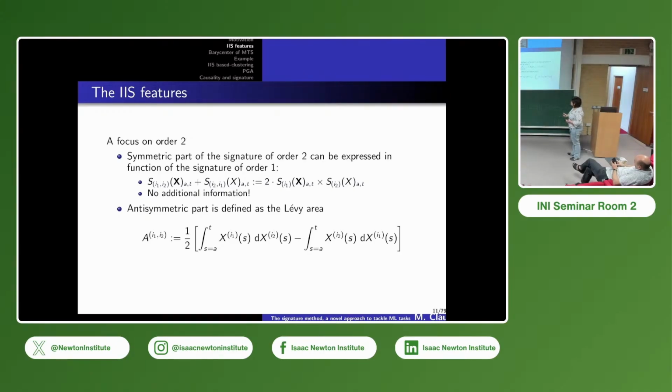So in fact, if you consider the symmetric part of the signature, there is no information with respect to order 1. But all the information is included in the anti-symmetric part, the skew-symmetric part, which can be defined like that. And we may want to understand on a small example what it could encode.